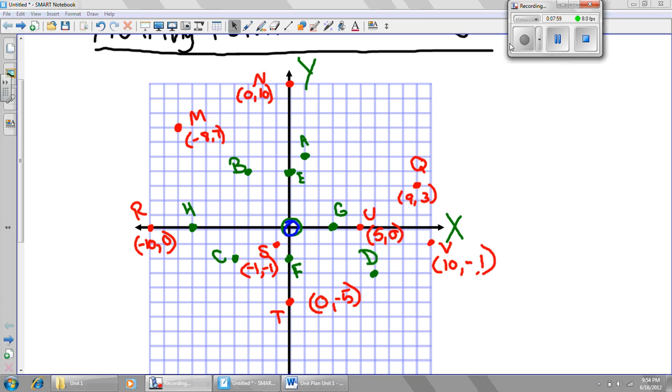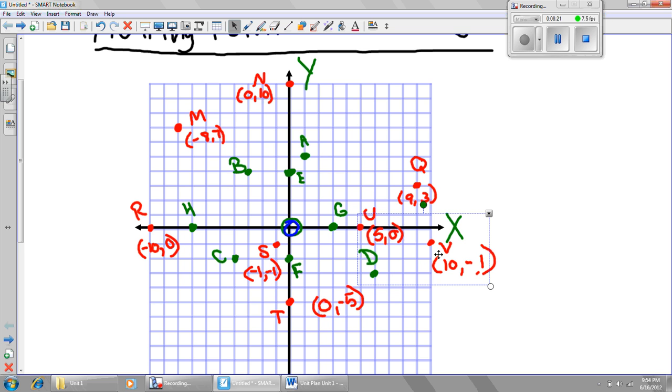Okay, there you can see my answers, and I took some of the other stuff away so it wouldn't look so cluttered. M was at (-8, 7). N was at (0, 10). Q was at (9, 3). R was at (-10, 0). S at (-1, -1). T at (0, -5). Whoa, I can't move all those. U was at (5, 0). And V was at (10, -1).